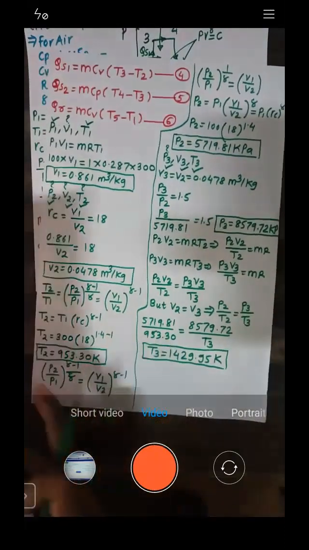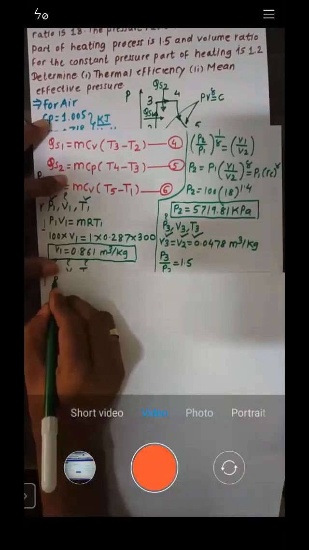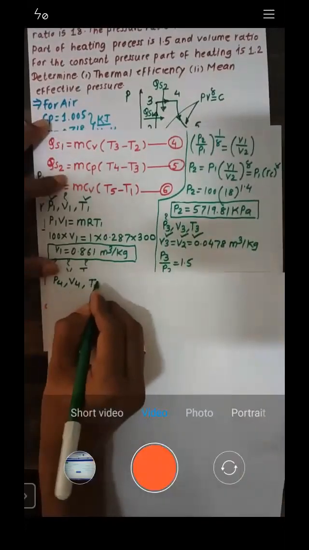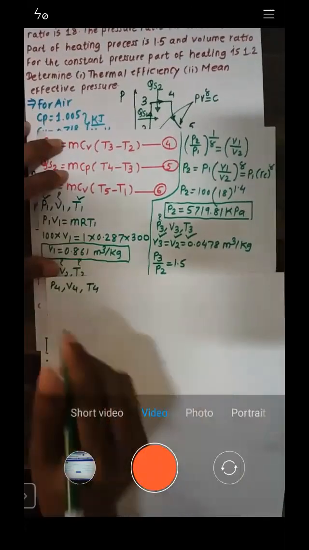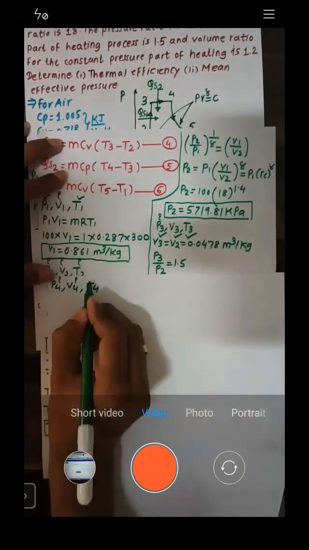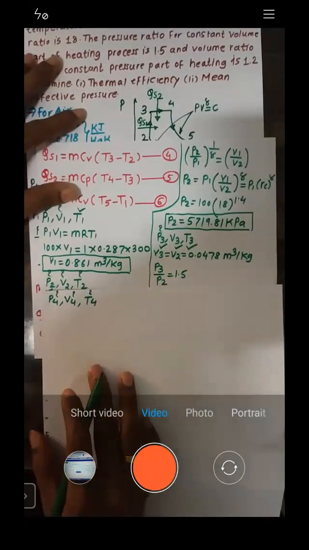Okay, T4. Now I will write down P4, V4 and T4. Nothing is known here. No P4, no V4, no T4. Everything is unknown here. Okay, now let us start again.